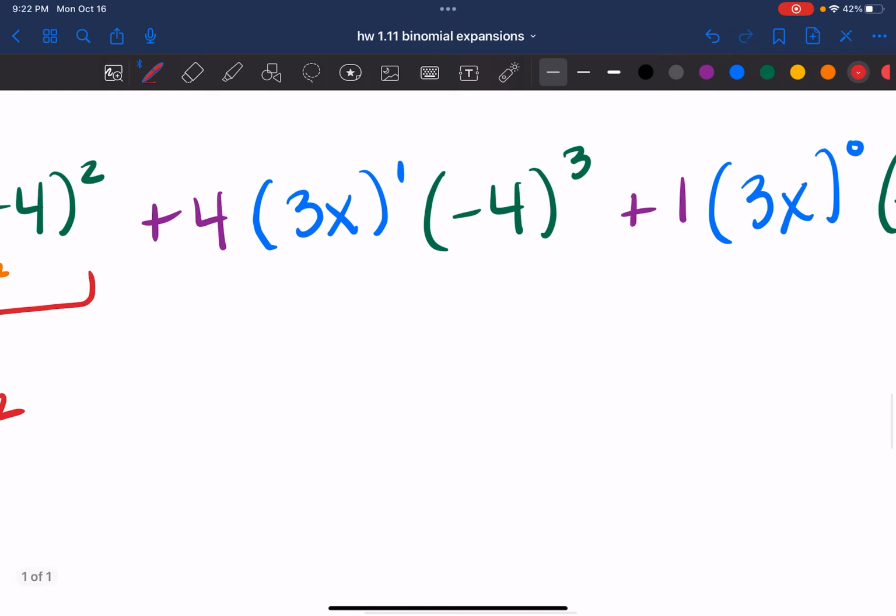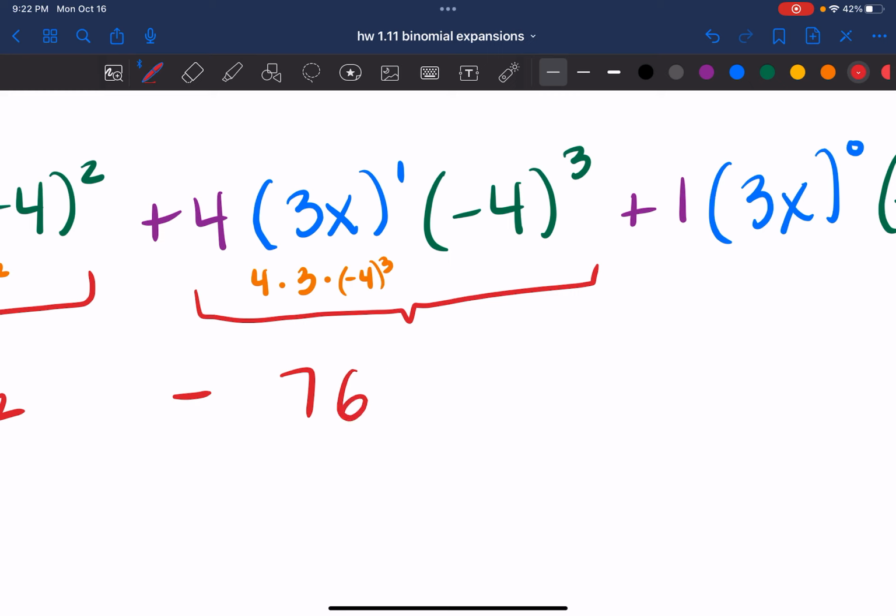Okay, then let's do the next one. I have 4, so the original 4 from right here. Then I have 3 to the 1 power, so I'm just going to write times 3 times -4 to the 3rd power. Make sure when you put that in the calculator that you do put that in parentheses. Okay, so I'm going to type this in, and I get -768. So I'll have minus 768x. It's x to the 1 power. I'm just going to leave that little 1 power off.